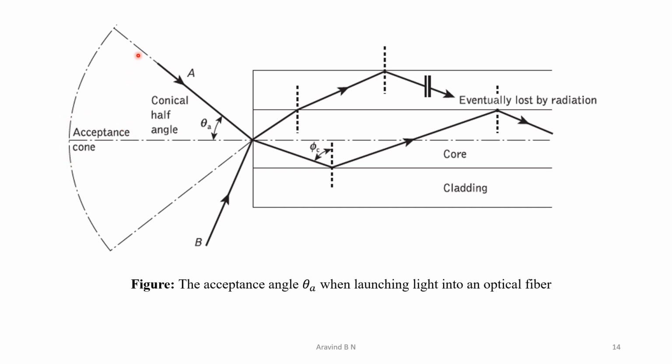So if the light entry is within this range, then we can say there is a faithful transmission of the signal inside the optical core with total internal reflection. Any light entering beyond this cone will have no total internal reflection. Instead, it will be refracted and eventually it will be lost. Therefore, the acceptance angle is represented by the term theta A.